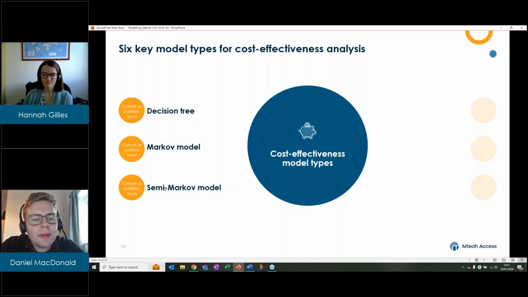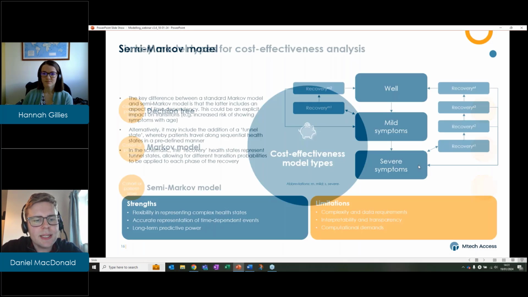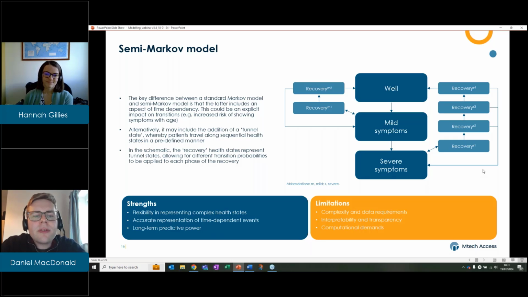Thanks, Hannah. So as Hannah mentioned, semi-Markov models are an extension to Markov models, where they specifically look at ways which can overcome that memoryless property. Please can we move on to the next slide. So a semi-Markov model is still built with a similar structure to a Markov model. So there's a diagram on the right-hand side here.